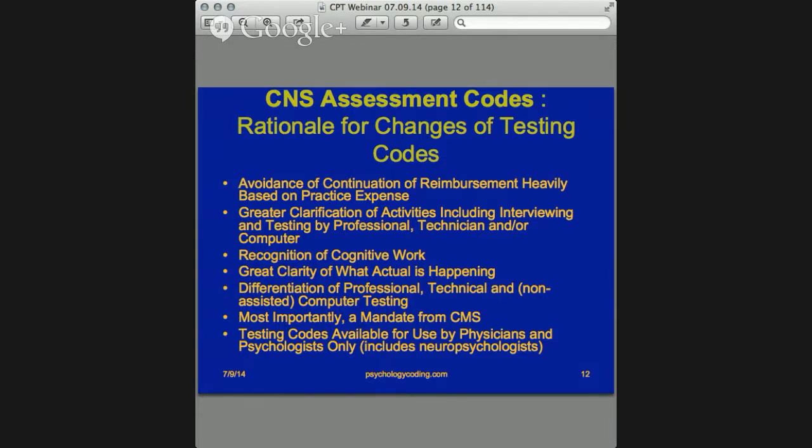In essence, until this set of codes was set up, the way that CMS, and for that matter the AMA, saw psychology is that we're primarily technicians. We were not cognitivists, and the reason is that we were not part of the 1989 Social Security Act indicating that we were physicians, with the hope of encouraging people in government to understand that we were, if you will, different than physicians.